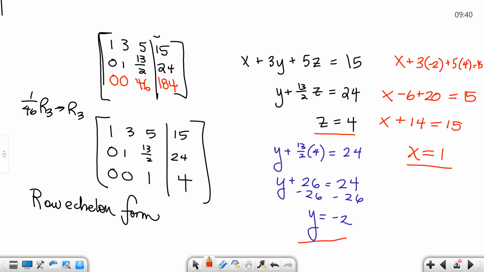Now, I give you full credit for writing it like that. That's fine with me. But technically, it's an ordered triple, and an ordered triple you have to write in order. So an ordered triple would be 1, negative 2, 4. And that's how it would look. And again, that's called Gaussian elimination. Any questions with it?